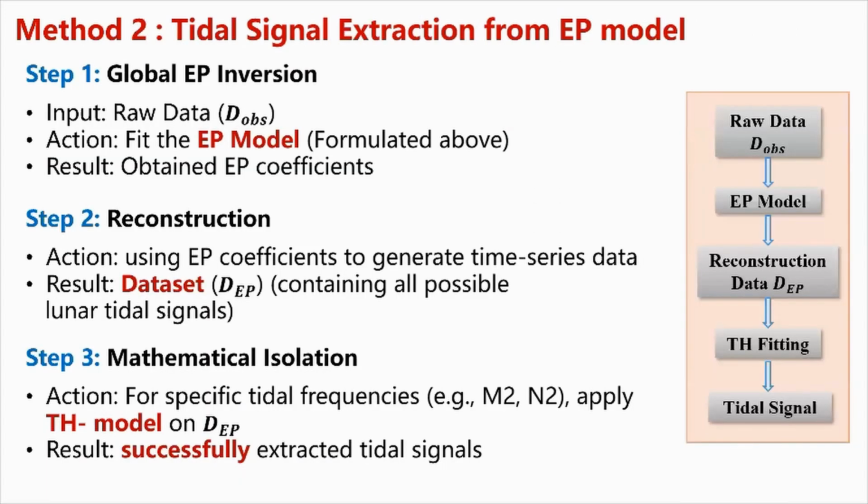Now for method 2, how do we extract the specific tidal signals? First, we input the residual data set, and we use our EP model to try to obtain the coefficients. Then we use the coefficients to generate the time series, and then we apply the TH model to extract the specific tidal signals.